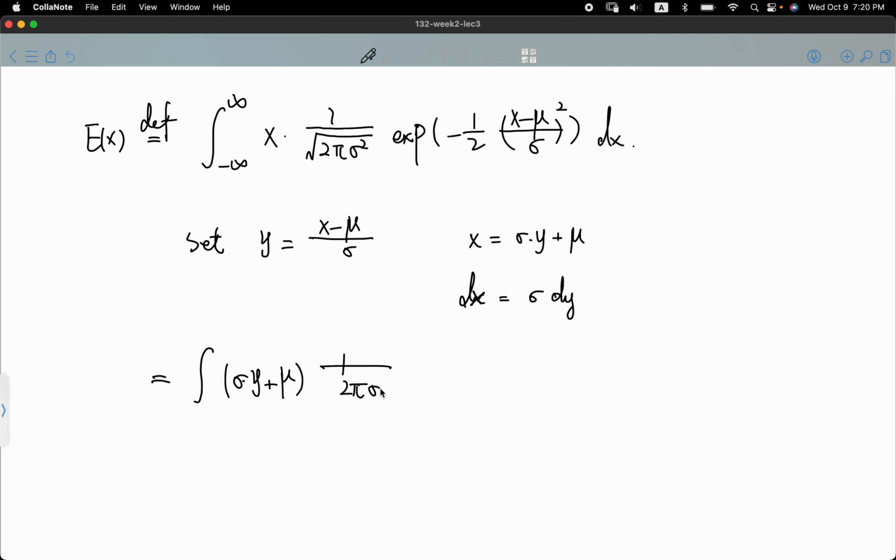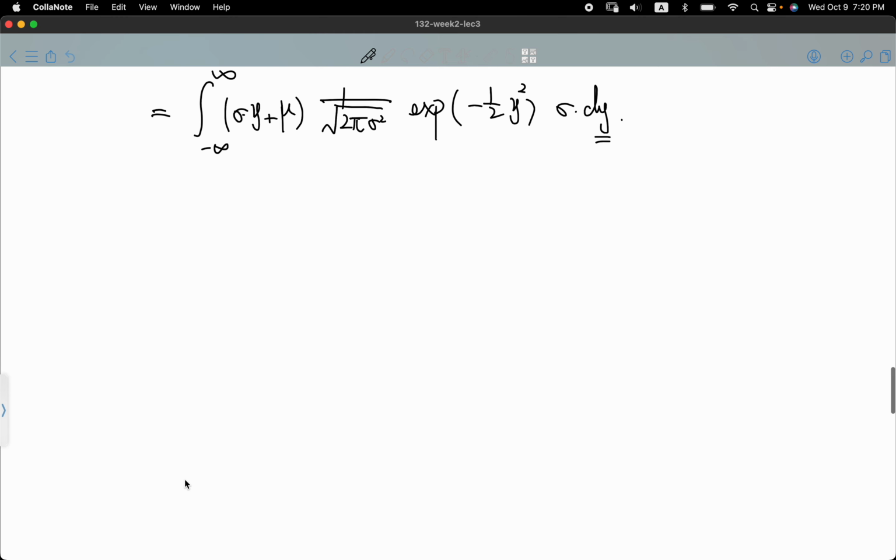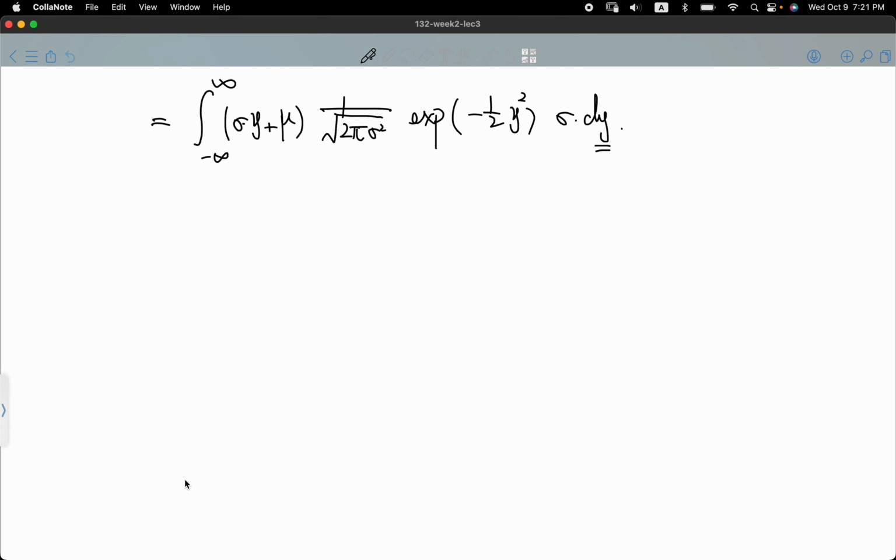Then 1 over the square root of 2 pi sigma square, times exp of negative 1/2 y square. And here, don't forget, you have a copy of sigma dy. So now everything is about y. And for the lower and upper bounds, plug in negative infinity and positive infinity. So now we just need to further simplify that.